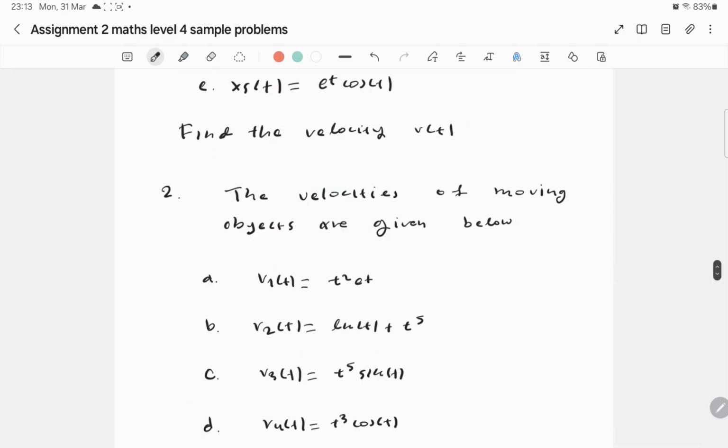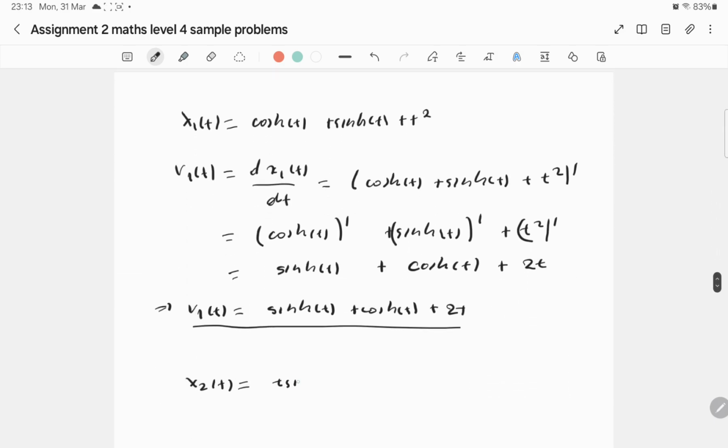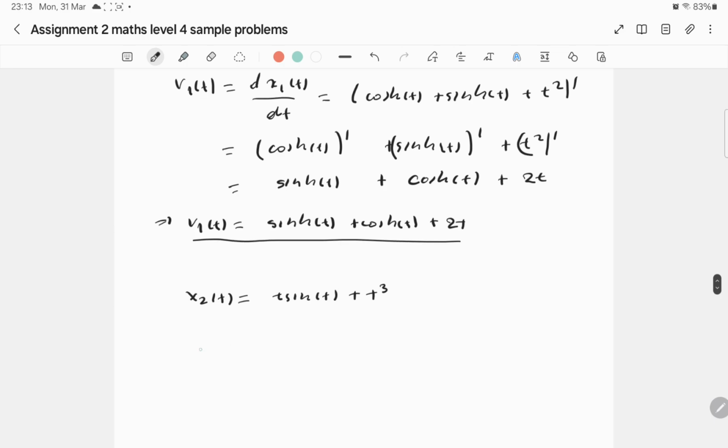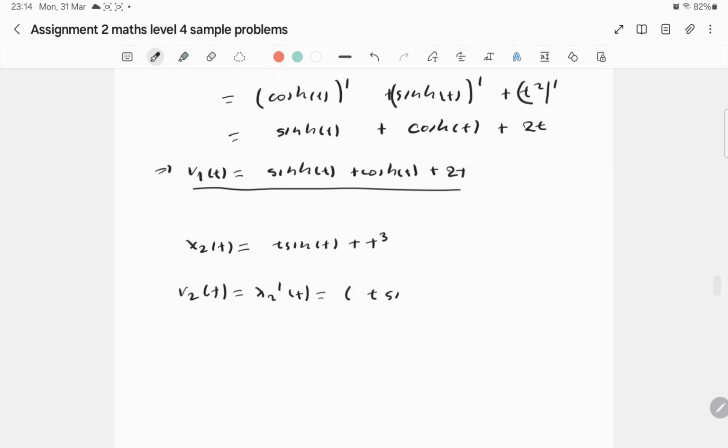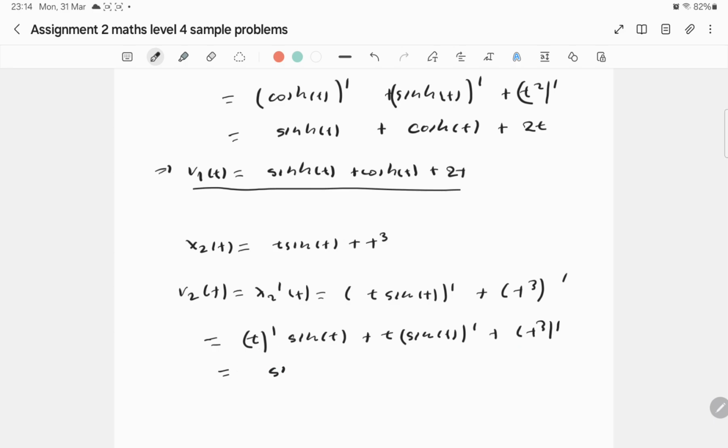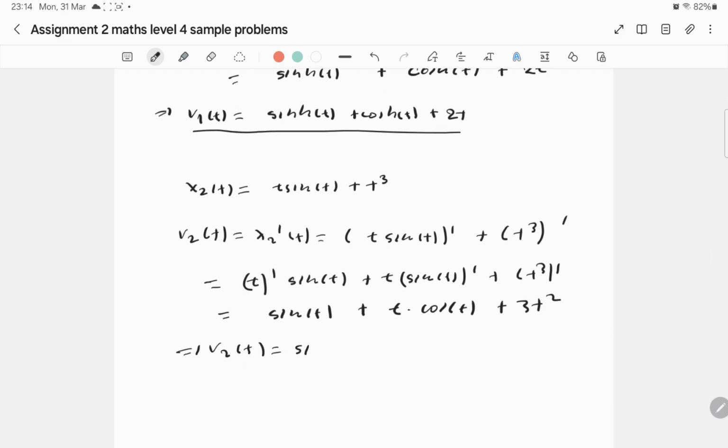x2 of t is the following: t sine t plus t cubed. v2 of t equals the derivative of the position. So I have to take the derivative of t sine t plus the derivative of t to the power of 3. Here I use the product rule, so I have the derivative of the first function times the second function plus the first function times the derivative of sine t, plus the derivative of t cubed. The derivative of t is 1, so I have sine t plus t times the derivative of sine, which is cos, plus 3t squared. So v2 of t is sine t plus t cos t plus 3t squared.